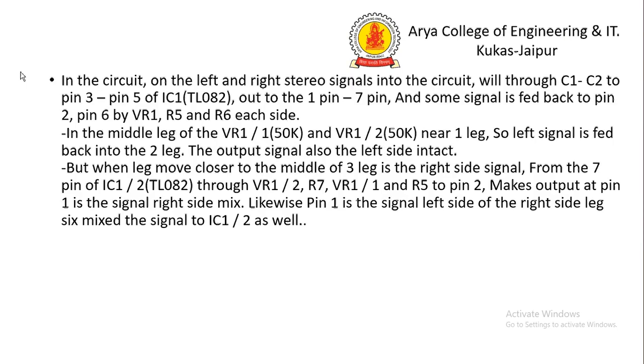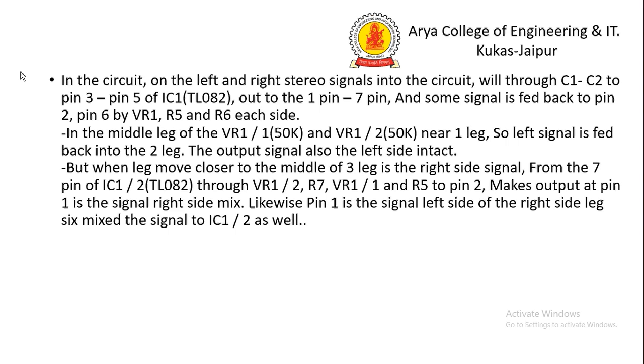The left and right stereo signals go into the circuit through C1 and C2 to pin 3 and pin 5 of IC1, out of pin 1 and pin 7, and some signal is fed back to pin 2 and pin 6 by BR1, R5 and R6 on each side. In the middle leg of BR1/1, 50K and BR1/2, 50K, near leg 1, the left signal is fed back into leg 2.